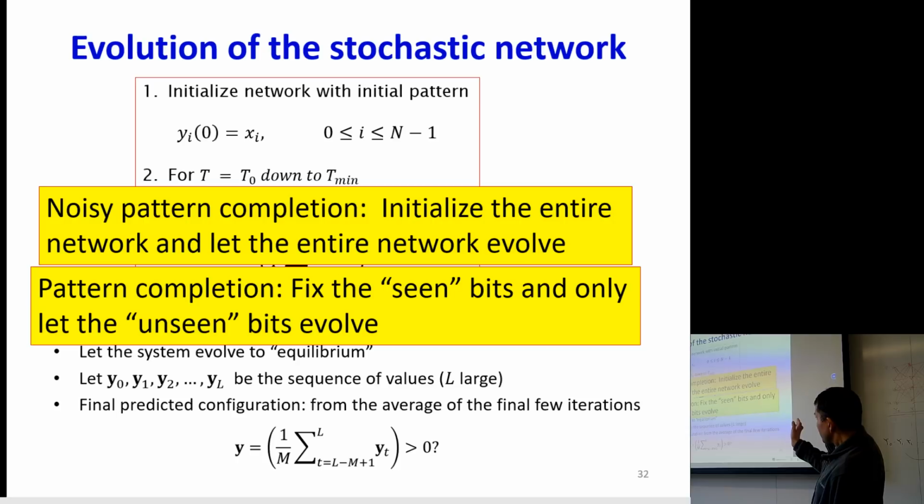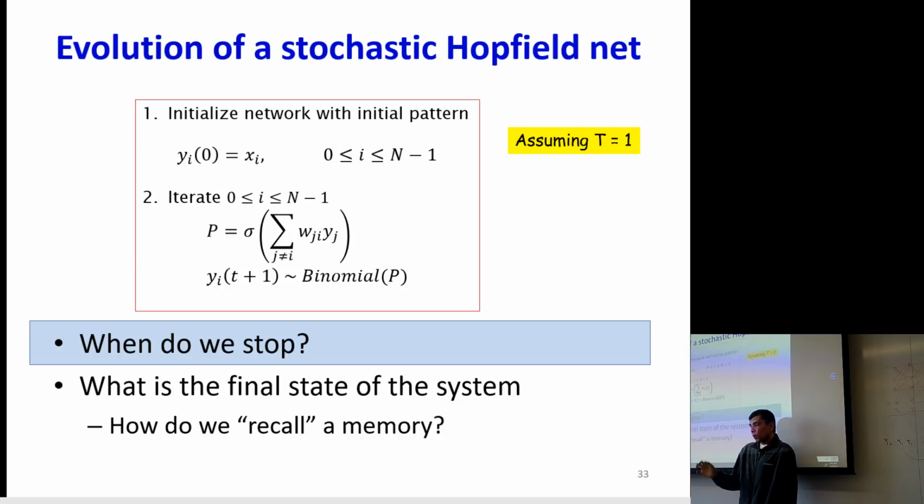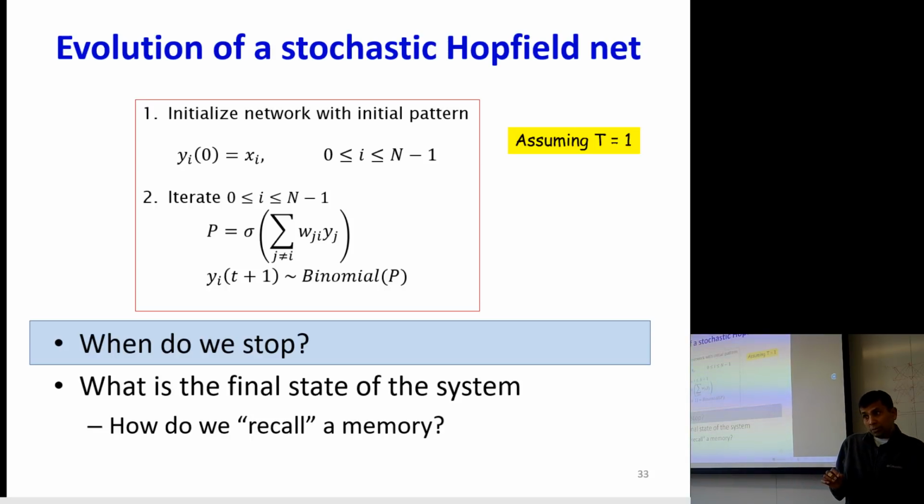If you're trying to complete a pattern, where the known portions are actually clean, then you're going to fix those portions and let the rest of the network evolve, right? But all very fine. So now let's go back to this first question. When do we stop? What do I mean by equilibrium? I sort of hand-waved around it, but what exactly do we mean by equilibrium?